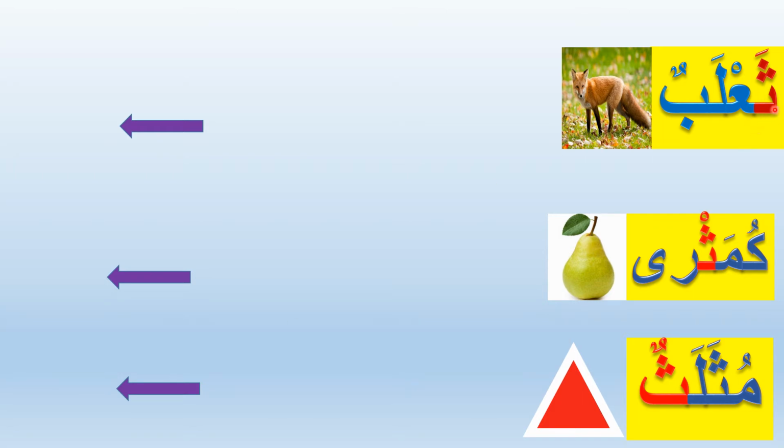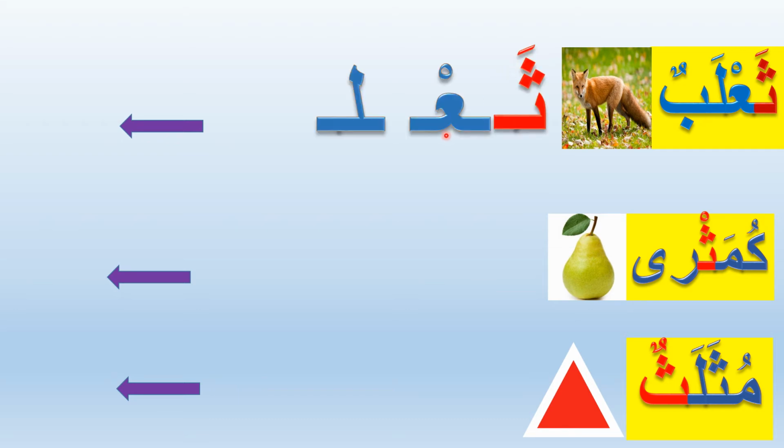Please notice how the shape of the Tha is different in the beginning, middle, and end of the words. In the word ثعلب, Tha is in the beginning. Tha. ثعلبٌ. Can you notice the shape of the Tha in the beginning of the word?